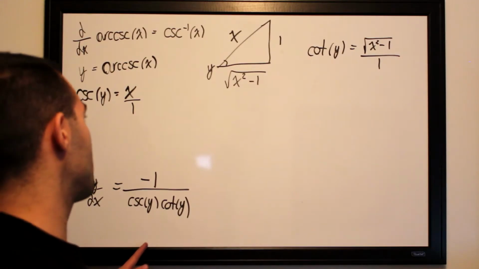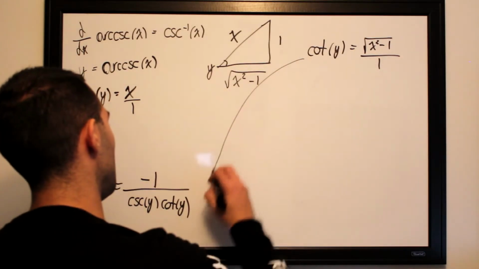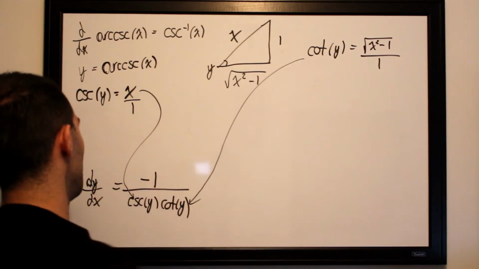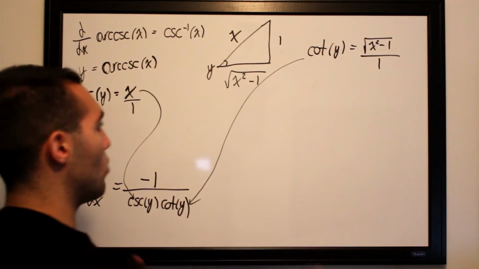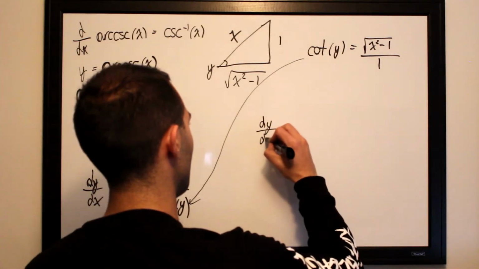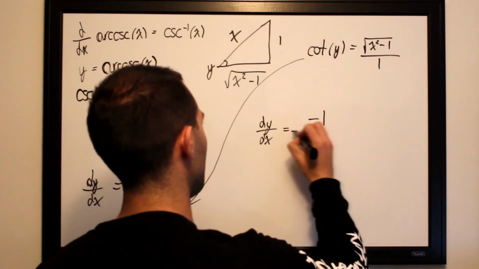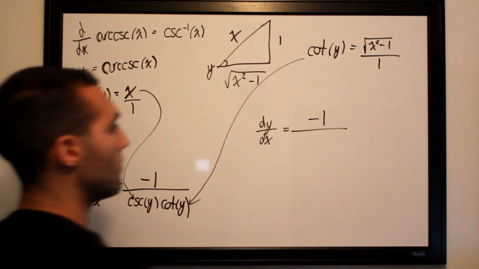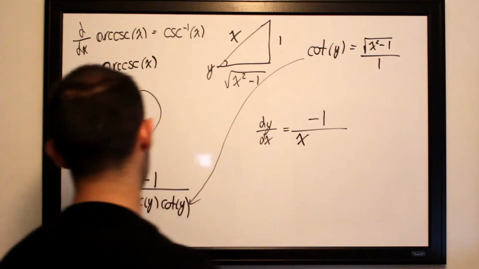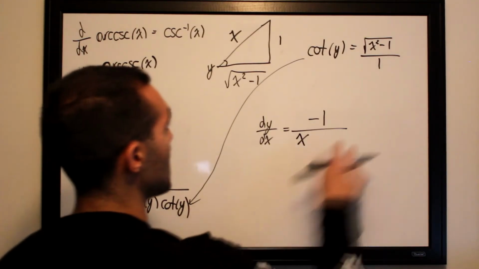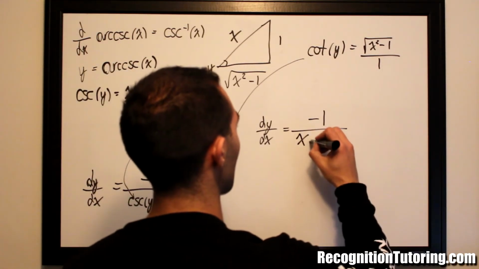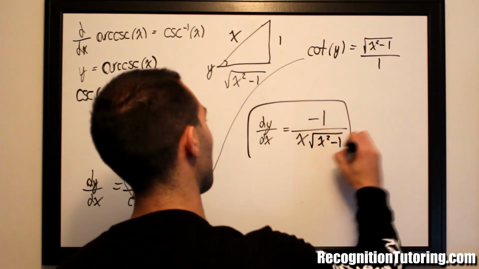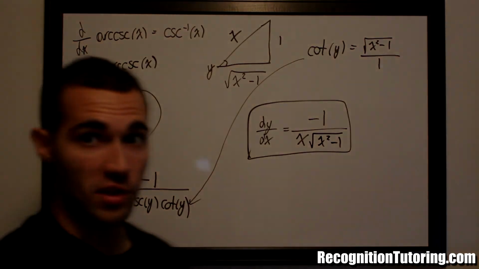So what we can do is substitute both of these statements in order to put things back in terms of x. So dy by dx is equal to negative 1 divided by cosecant of y, which is just x, and then cotangent of y, which is just the square root of x squared minus 1. And that is our final derivative using implicit differentiation.